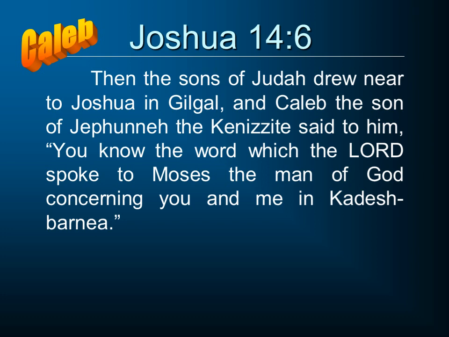Remember that Caleb and Joshua had been the two who came back with a positive report. They said, "Yes, the land is big, but God is bigger. We can go and take the land." And the other 10 spies had said, "No, it's too big. We can't trust God." And the people had followed the 10 spies instead of Joshua and Caleb.